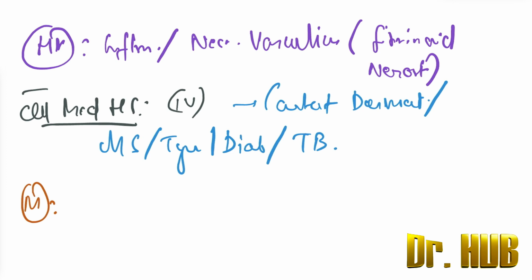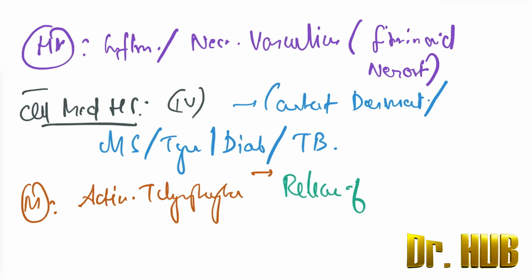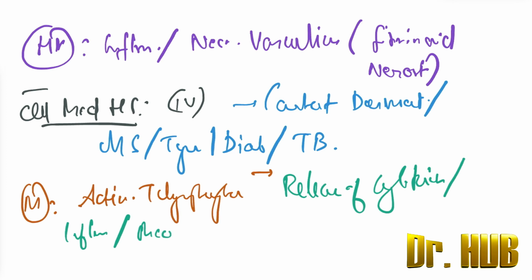Now let's look at the mechanism. The mechanism involves activated T lymphocytes. This will cause the release of cytokines, which will cause inflammation and macrophage activation. It also leads to T cell mediated toxicity.